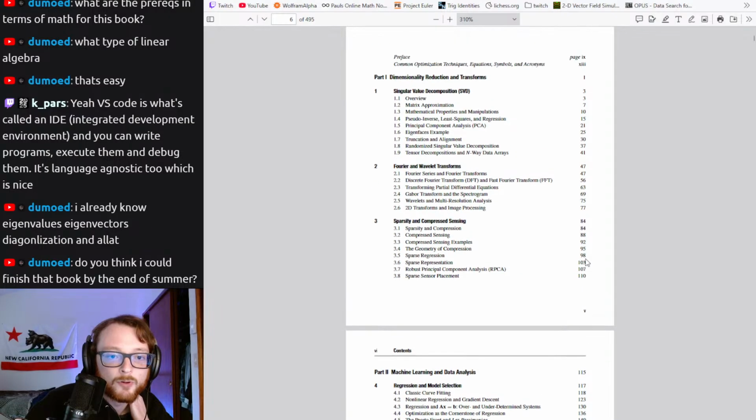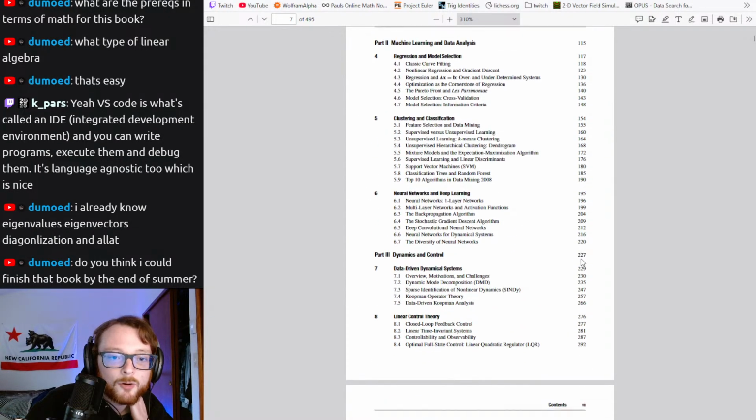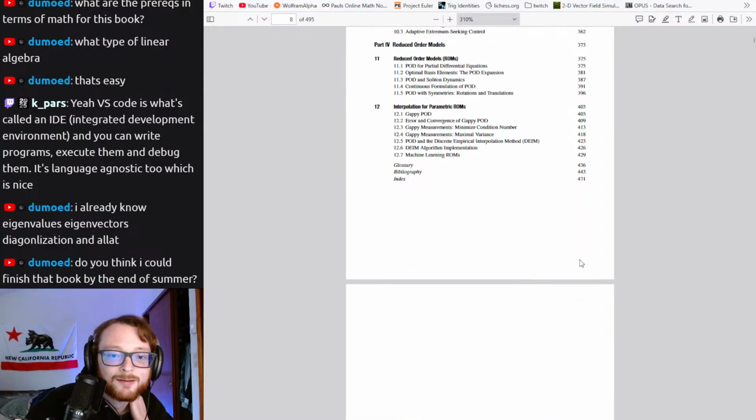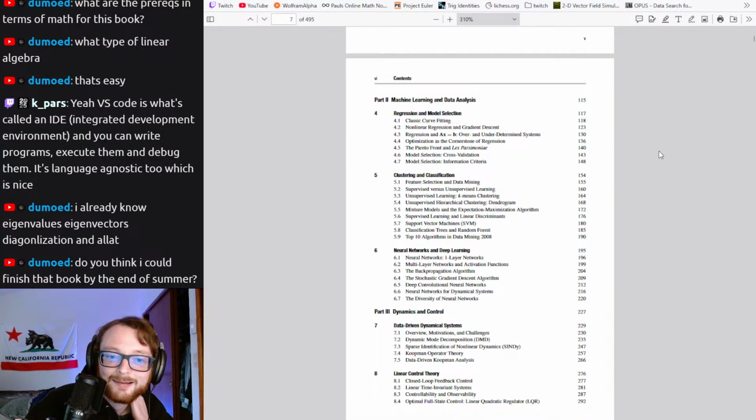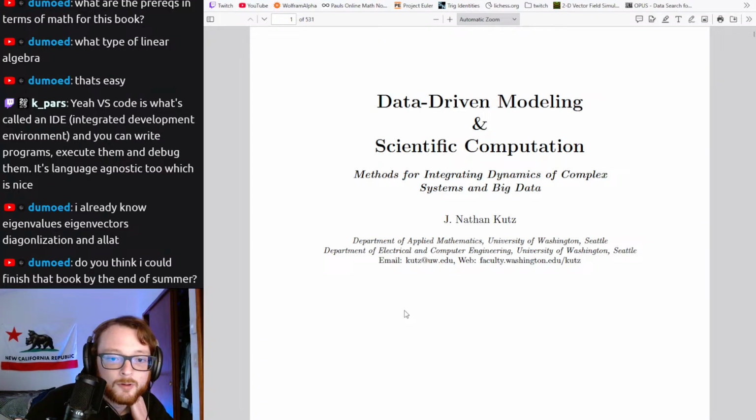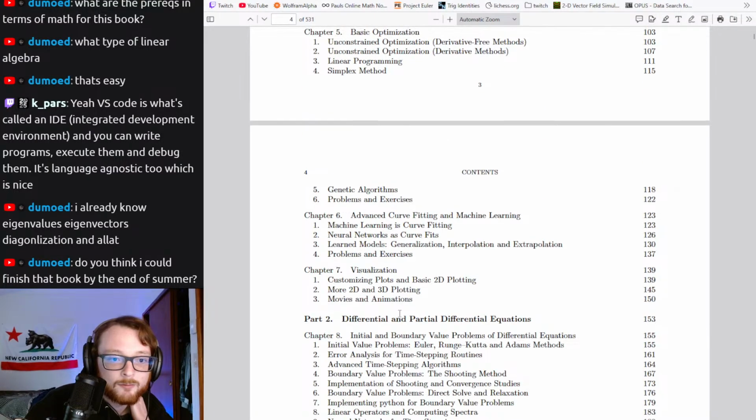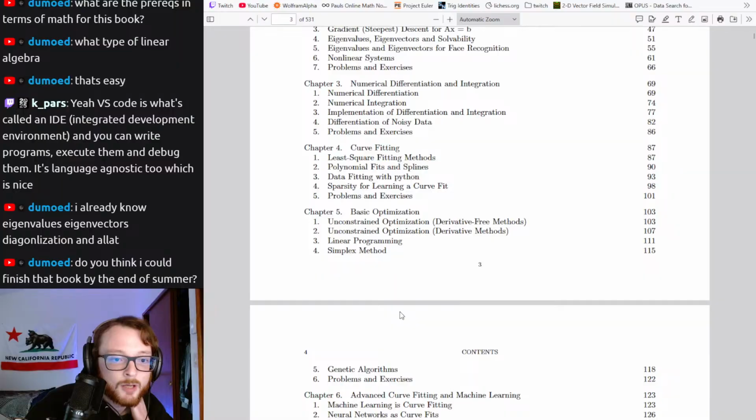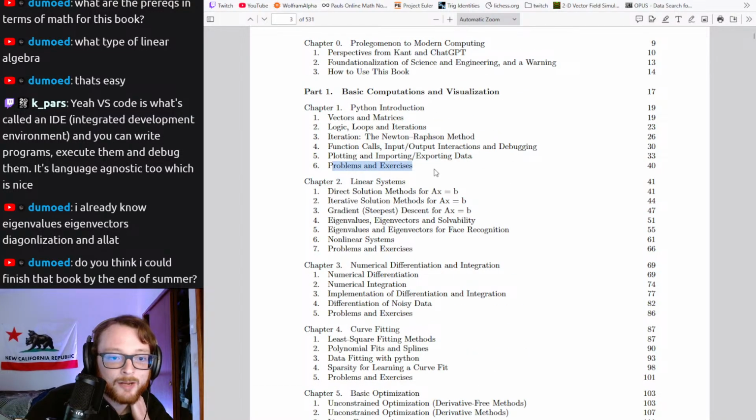Wait, this is a different book. I don't know. Okay. Sorry, I've apparently confused myself here. Oh, I need to catch up with K-Pars's comments too. Okay, this is the other edition that I have, but maybe it's not actually different. Oh yeah, so see, this has problems in exercises. So I had the wrong edition before, I guess.